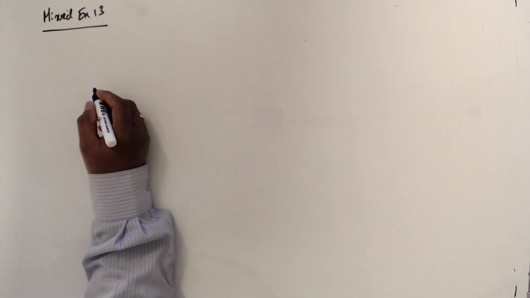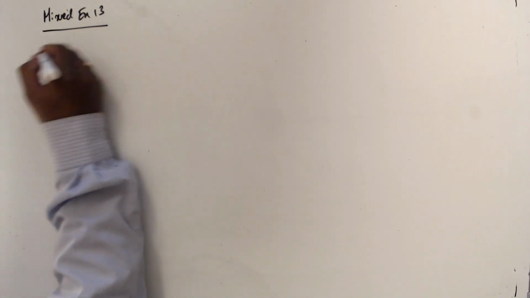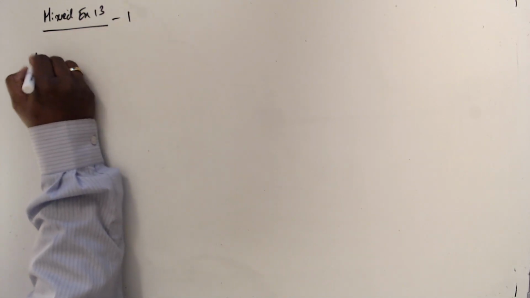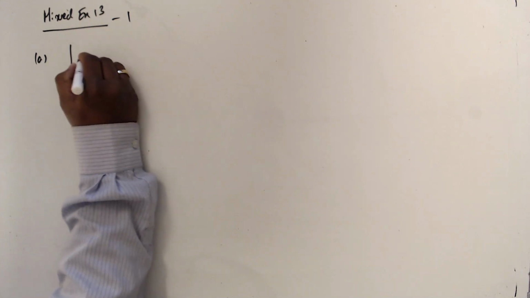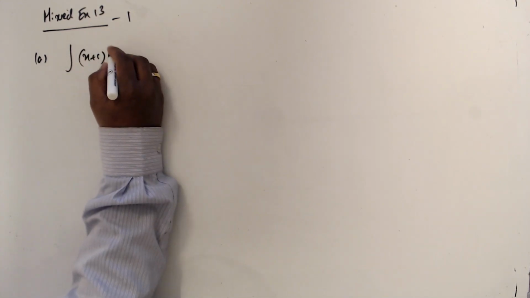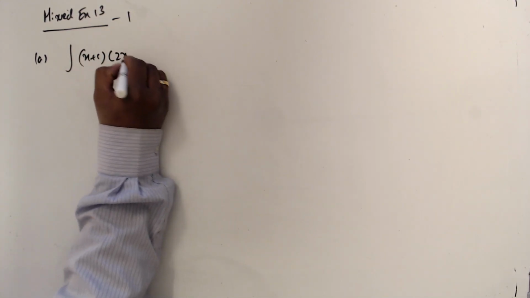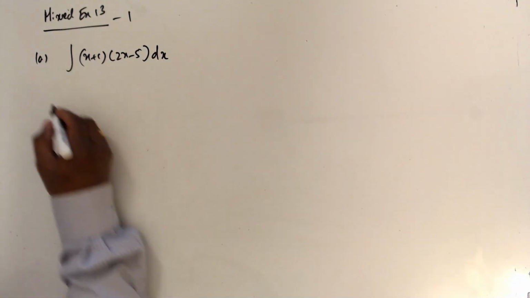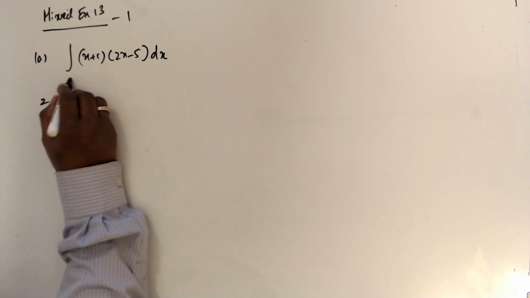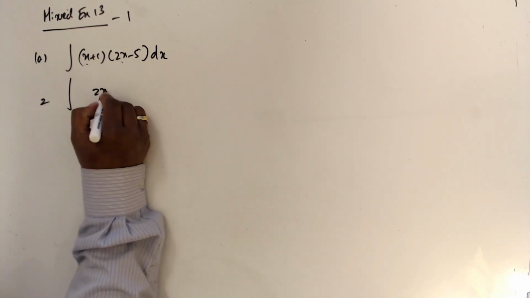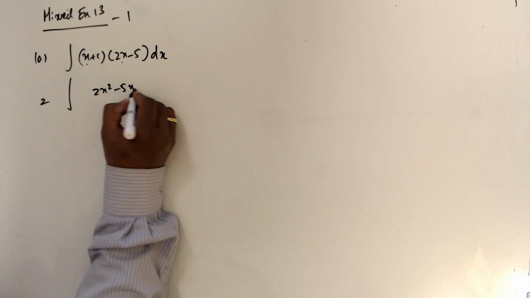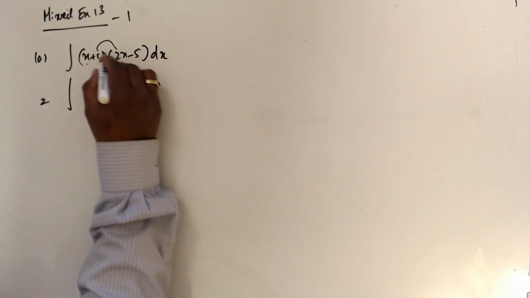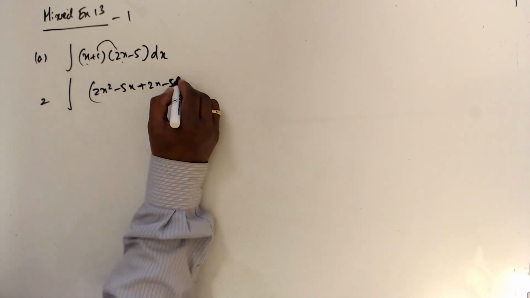Mix exercise 13, question number 1. A: 2x minus 5, so we have to integrate this one, equal x times 2x square minus 5x plus 2x minus 5 dx.